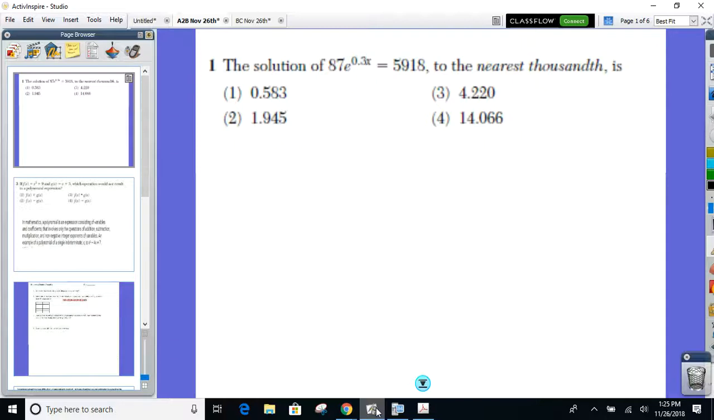Just need to know how to use your calculator. This is a multiple choice question, and I know this sounds dumb coming out of my mouth. The answer is there somewhere, isn't it? Out of those four, the answer is there. So figure out which one works. What do I mean by that? Let's start with 0.583. Is that a possible solution for x that would give me 5,918?